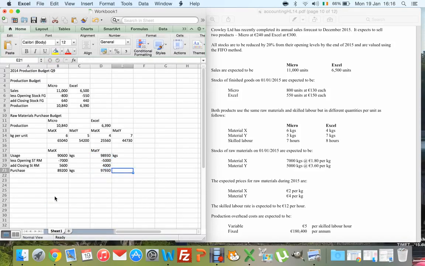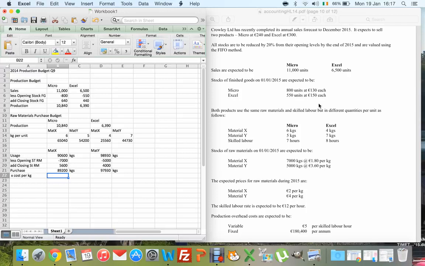So that'll give me the total amount of kgs I need for material Y. Okay, then I'm just going to need to work out from that my cost. So I'll multiply it by the cost per kg for the two. So the expected prices during 2005 are this.